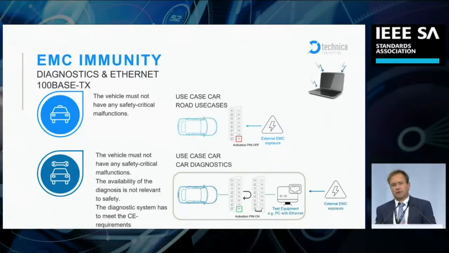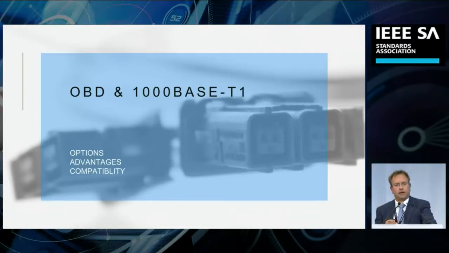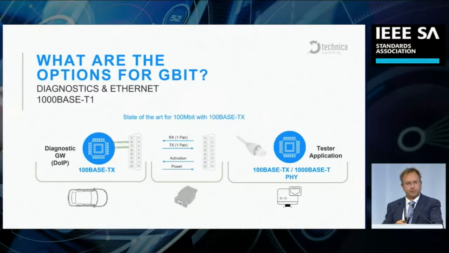And again, I have a lot of discussions today where somebody tells me it's a safety relevant bus system. I'm not sure that this is right. A communication system can always fail, but that does not mean that it causes a safety functional critical malfunction. This is a big difference here. So when we now look at the onboard diagnostic connector, this cheap connector and 1000BASE-T1, I'm just talking now about the options.